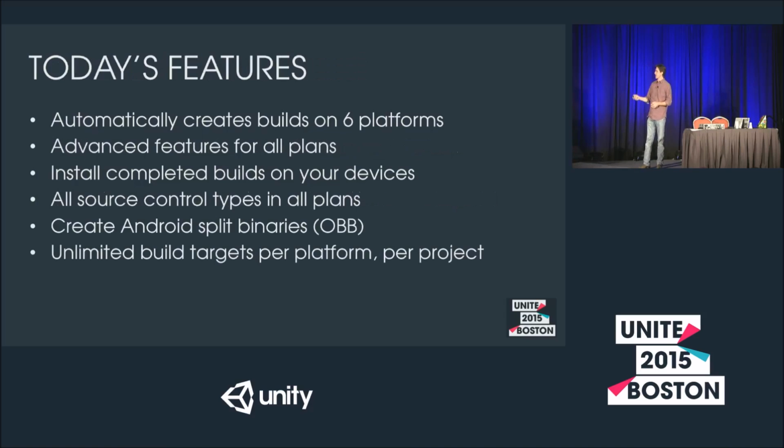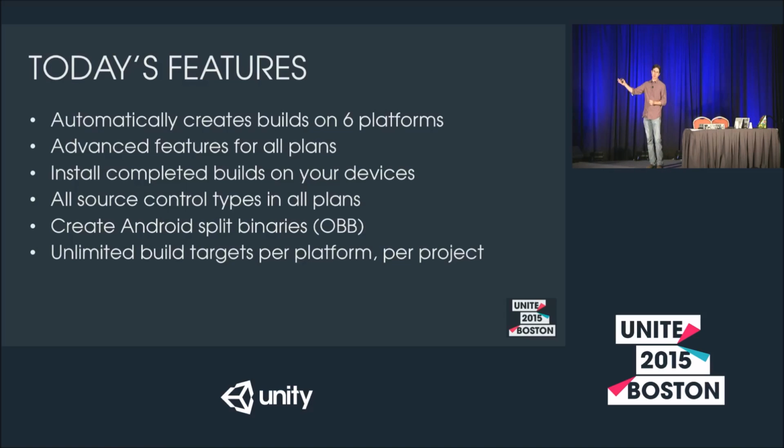Well, starting today, we've doubled the number of platforms we build for. We build for 6 now because we've added Windows Desktop, Mac OS X, and Linux. We opened up the advanced features. Every feature, every method, every custom setting you can do in Cloud Build, you can do in every plan. You can still install completed builds on all your devices. You can download the zips of the executables for the desktop systems. You can use any of the 4 flavors of source control that we support, in any plan. There's no more segregation of the source control types.